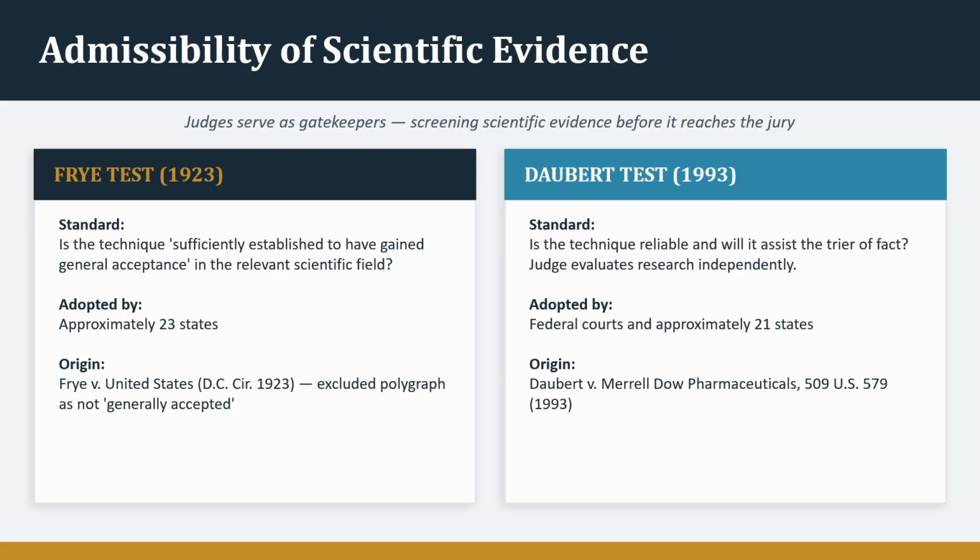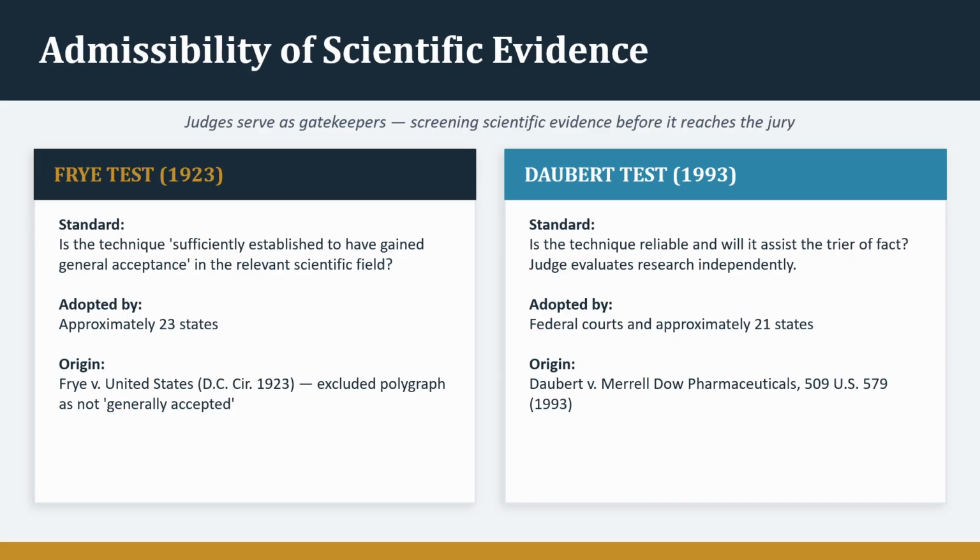The second framework is the Daubert test, established by the Supreme Court in 1993 in Daubert v. Merrell Dow Pharmaceuticals. Daubert made federal judges more active gatekeepers. Under Daubert, judges do not simply ask whether the scientific community has accepted a technique. They independently evaluate whether the technique is based on sufficient data and reliable methodology, whether it has been tested and subjected to peer review, whether there is a known or potential error rate, and whether it is generally accepted in the relevant field.